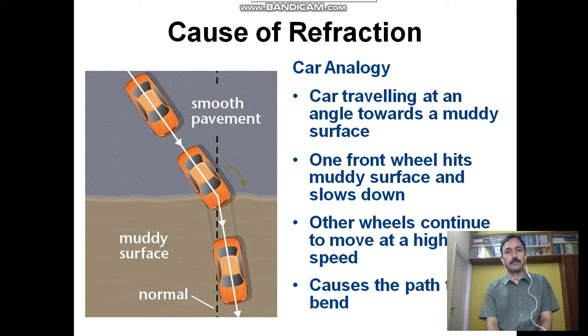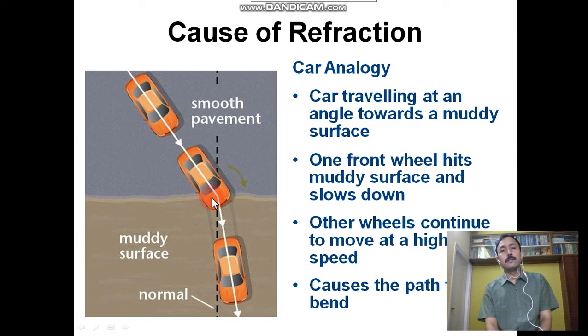Now come to a very good example of the cause of refraction, which I have already discussed. We are discussing it in terms of a car on a muddy surface. Suppose the car is moving. The car is traveling at an angle. This is the normal, and this is the muddy surface.